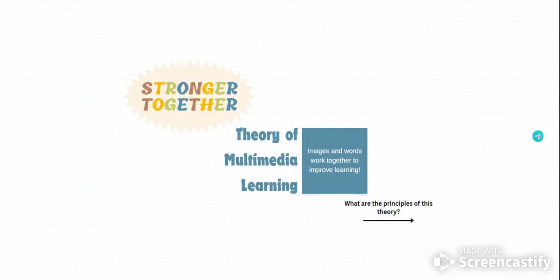We're going to begin by going over the theory of multimedia learning, which are guidelines to help instructors create digital learning content that supports active cognitive processing without overwhelming learners. Research is clear: we learn best with a combination of visuals and verbal information rather than just words alone. So what are the principles of this theory?